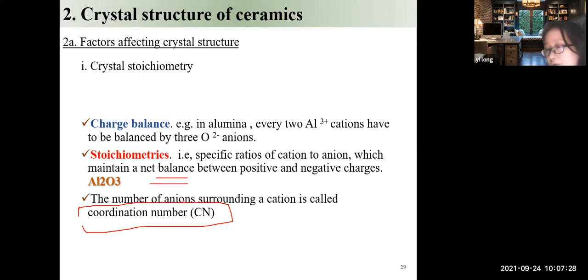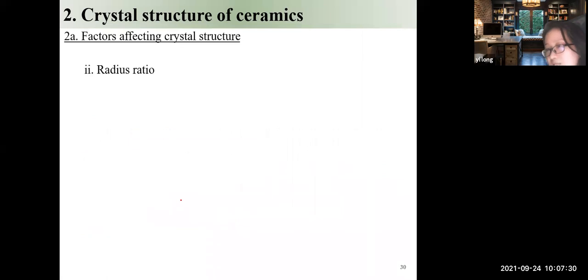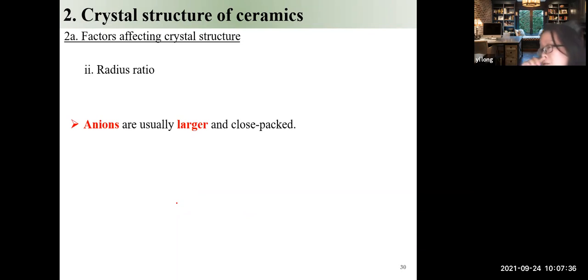So let's continue. The second one is the radius ratio. First of all, the anions are normally bigger. So how does the ceramic arrange itself? They always arrange the big thing first, which means the anions have to be close packed first. It's always the larger one.